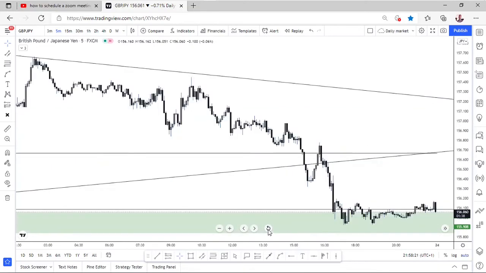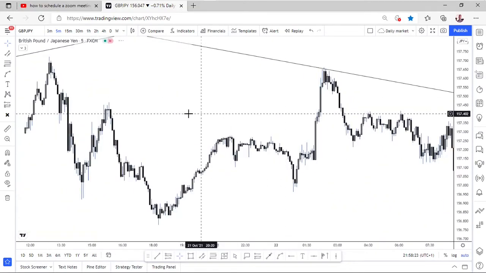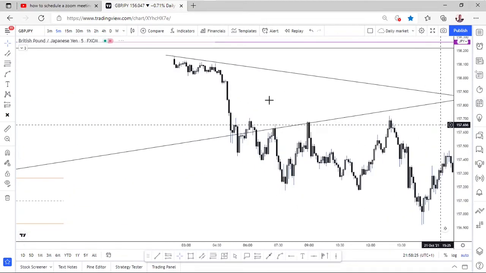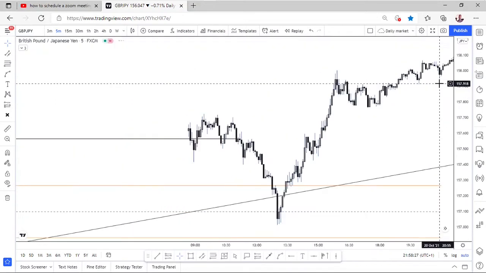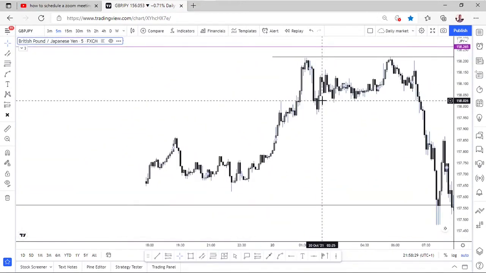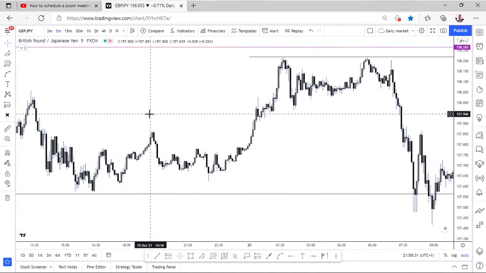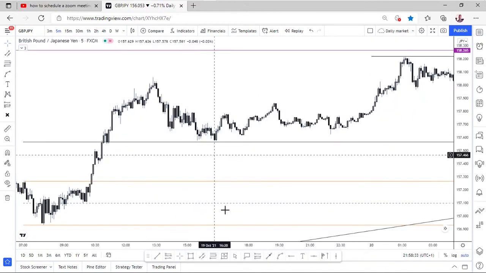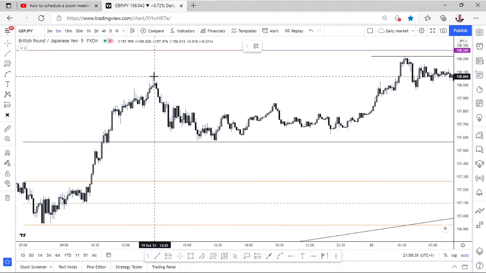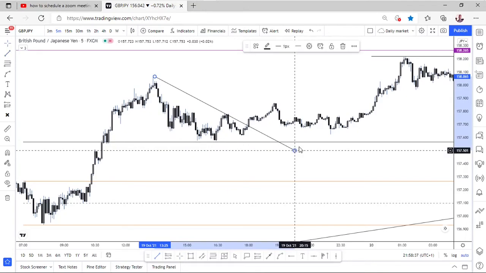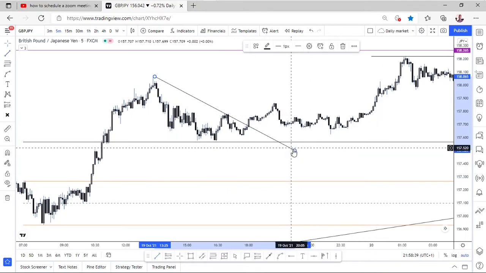For a 1 hour setup, I basically use 5 minutes, guys. For a 4 hour setup, I use 15 minutes and also 5 minutes anyway. So what you want to see is when the market did that, what I simply did was just this. As simple as that, guys.